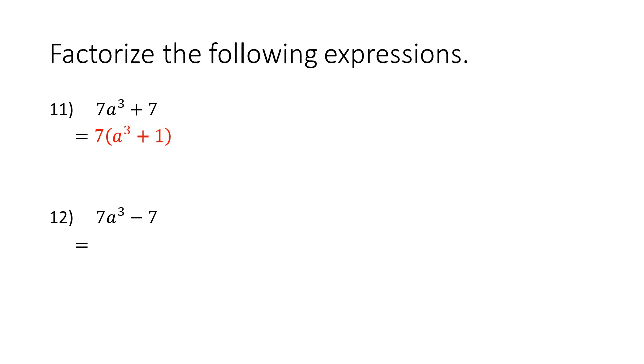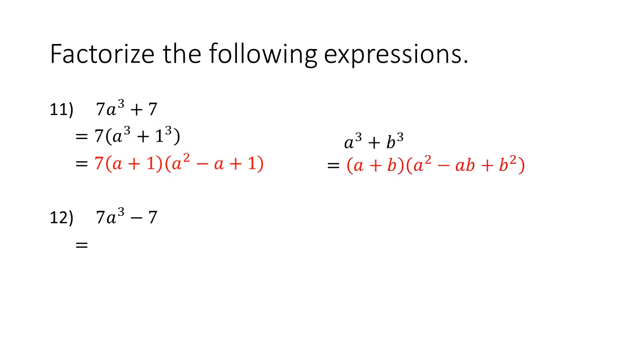Now I introduce another identity about the sum of the cubes, which is a cubed plus b cubed equals a plus b, multiplied by a squared minus ab plus b squared. 1 to the power of anything equals 1. Therefore, 1 can be written as not only 1 squared, but also 1 cubed. Hence, the answer should be 7 times a plus 1, multiplied by a squared minus a times 1, which is a, and then plus 1 squared, which is 1.